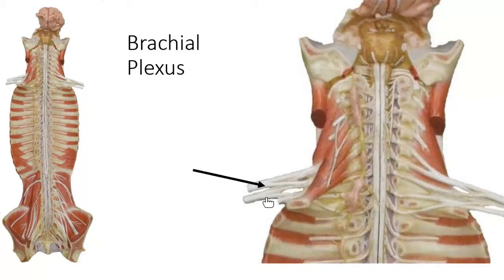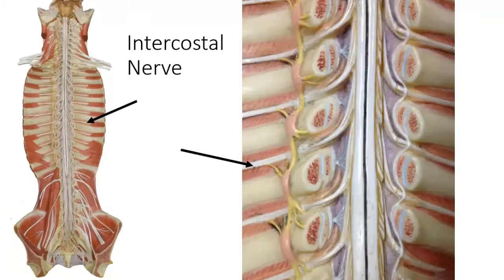All right, now we're going to get down into the ribs. When we see a nerve that runs along a rib, we call that an intercostal nerve. Intercostal nerves are paired nerves, so you should have 12 of them because you have 12 ribs.